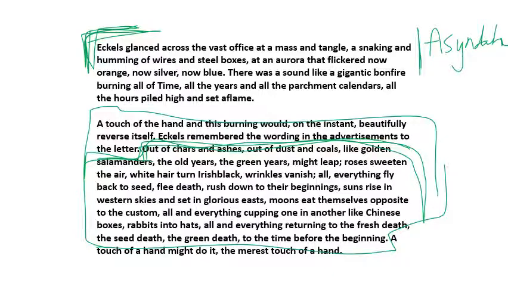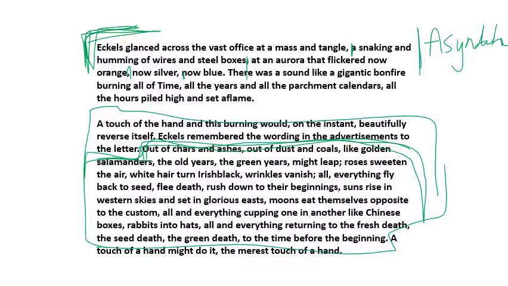So he could have written, "Eccles glanced across the vast office at a mass and tangle, at a snaking and humming of wires and steel boxes, and at an aurora that flickered now orange and now silver and now blue." He could have added in all of these conjunctions, but he doesn't. He removes those, and by having those conjunctions removed, you're no longer focusing our minds on the "and." By taking the "and" out, we're now focusing on the action of what's happening.